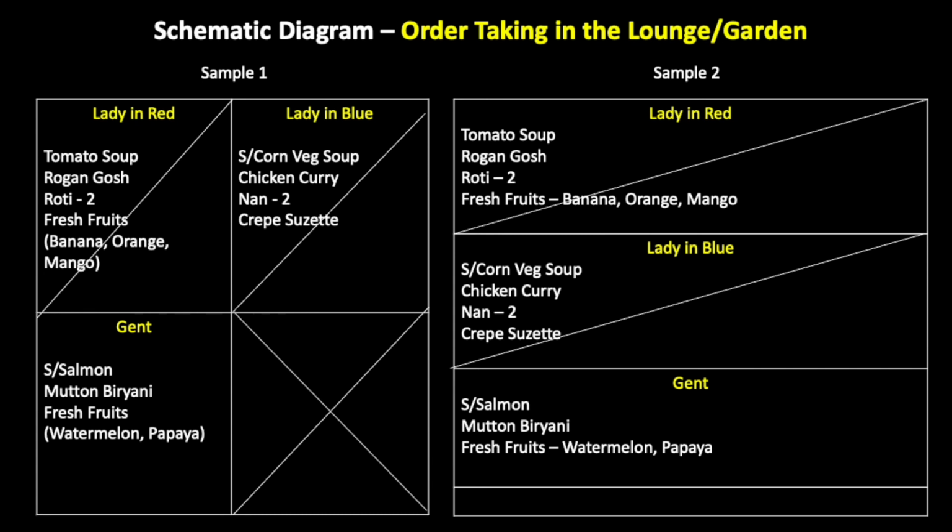Only thing you will not know is the seat numbers on which they are sitting. That can be done once the guests come into the restaurant, sit at the table. Then you can identify which guest is sitting on which chair. For instance, the lady in red could be sitting on chair number 2 and the lady in blue could be sitting on chair number 3, or the gent could be sitting on chair number 4.